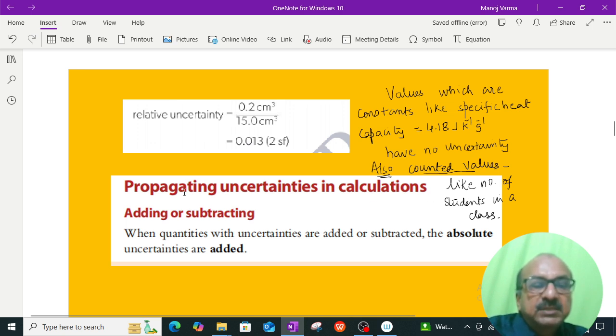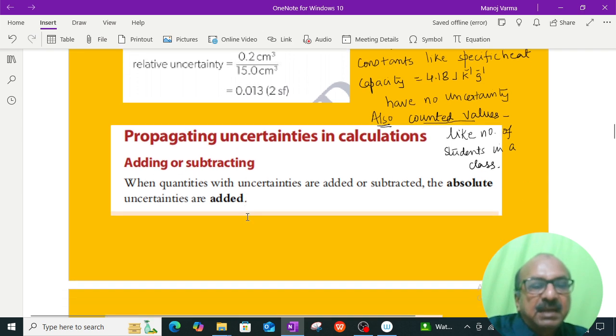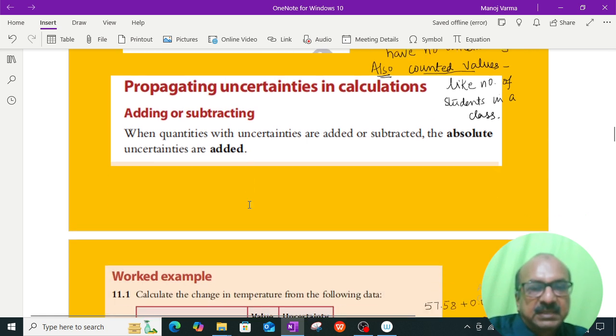So when we are considering the propagation of uncertainties in calculations, there are two different methods. One is applicable for adding or subtracting, and the other is applicable for multiplication and division. When quantities with uncertainties are added or subtracted, the absolute uncertainties are added. So even if you subtract two quantities, you have to add the absolute uncertainties.